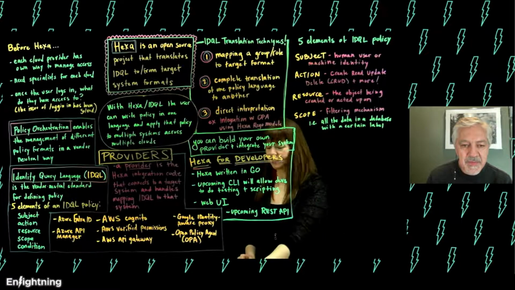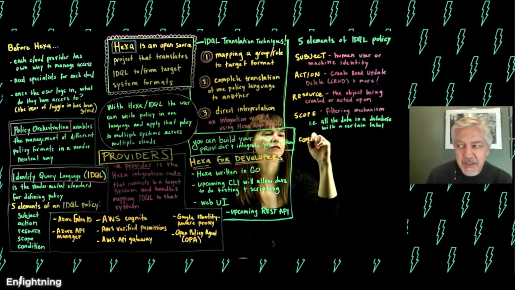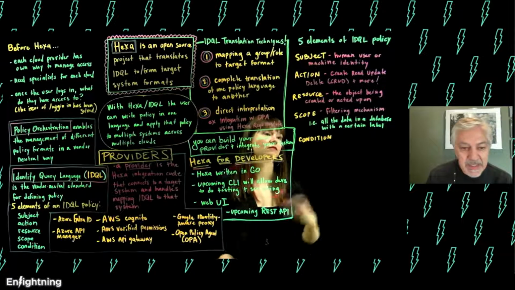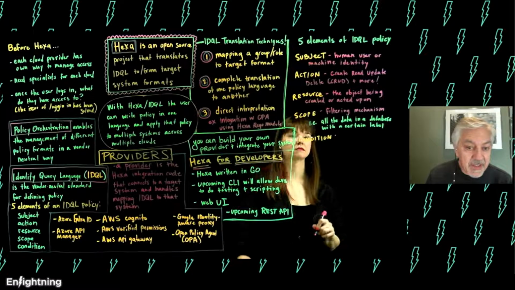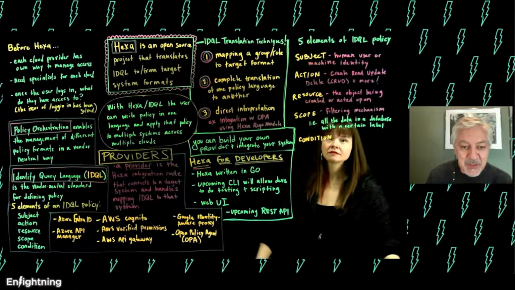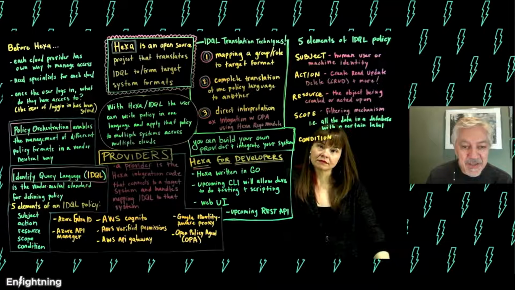And one more, condition. Yes. So this could be represented by different things. Time of day is one condition. I can only access this resource during business hours. It could be location dependent. I can only access US person data when I'm in the US, or things of that nature.